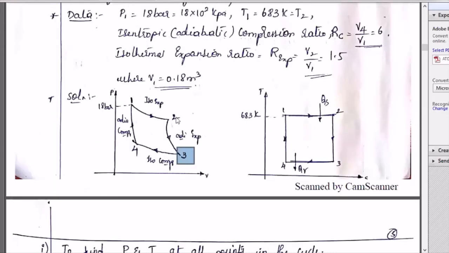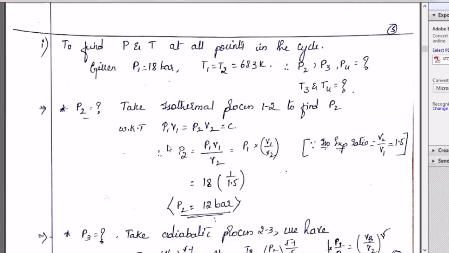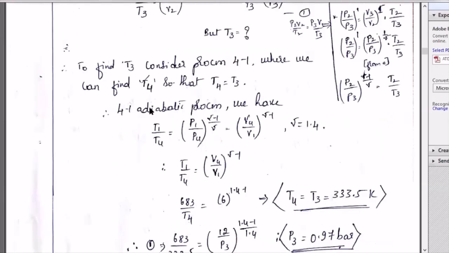Just now, in the equation I used for the 2 to 3 process, I couldn't find the T3 value. Further, this point 3 belongs to the 3 to 4 process, so I go for the 3 to 4 process to calculate the value of T3. And what about the 4 to 1 process? Sorry, it can be found out by using the 3 to 4 process.